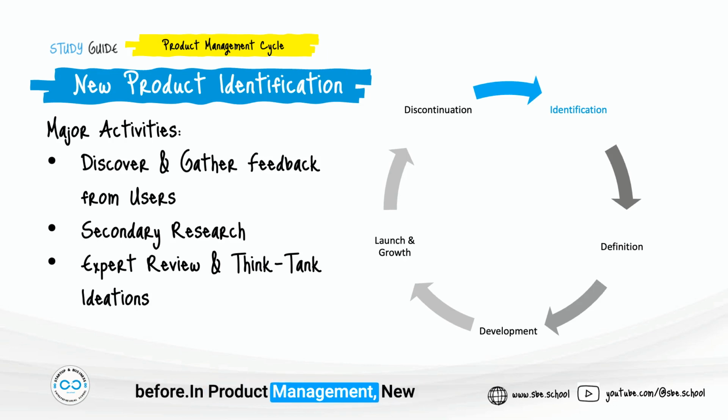In product management, the new product identification phase involves the company conducting various activities in order to understand the customer's needs and desires and define the functional requirements of the product. Product managers carry out 3 major activities in this phase. 1. Discover and gather feedback from users. They run customer surveys and responses to existing products so that improvements to existing products can be undertaken.